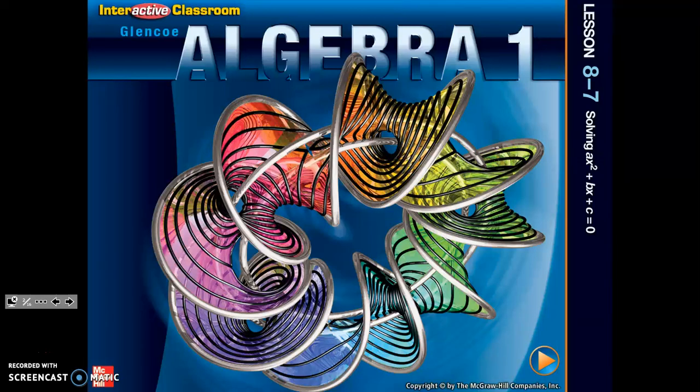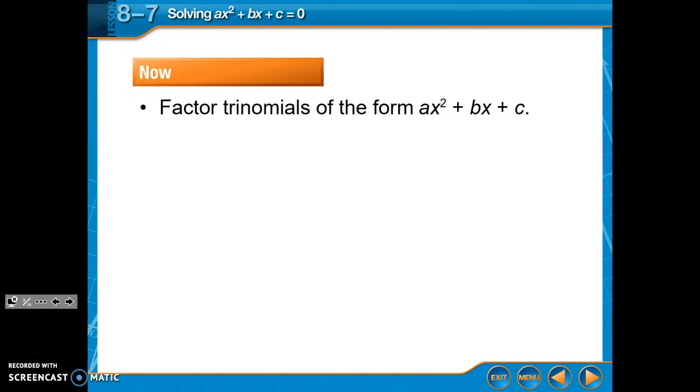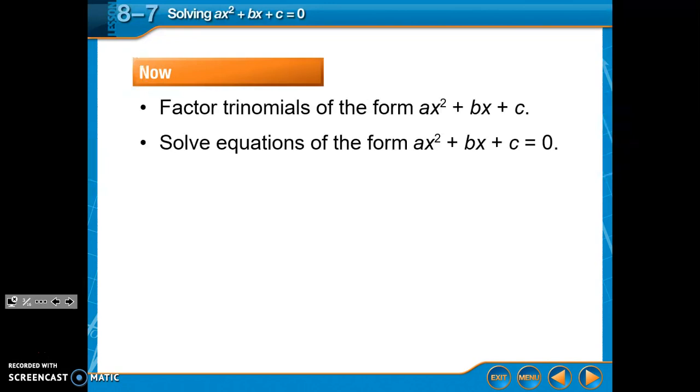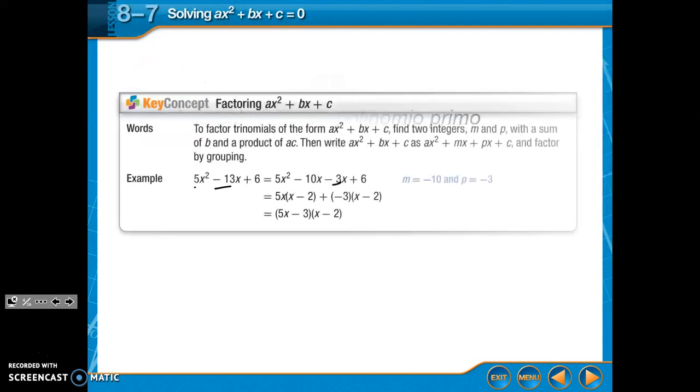Lesson 8.7 is solving a quadratic equation, ax squared plus bx plus c equals 0, when the number in front of x squared is not just 1, it's actually a different number. Okay, so before we were just looking at equations that had a as 1. So we're going to learn how to factor them and then also to solve them. And the only vocabulary for this section is prime polynomial.